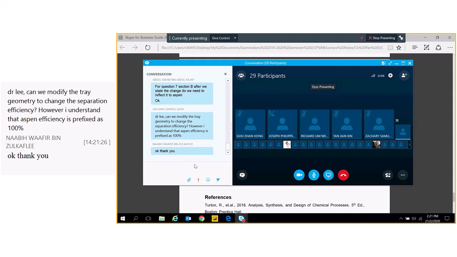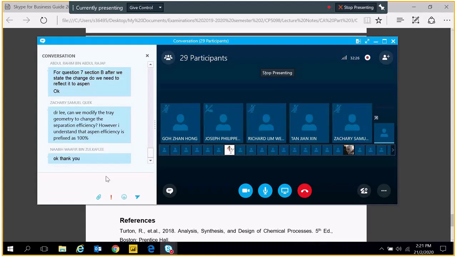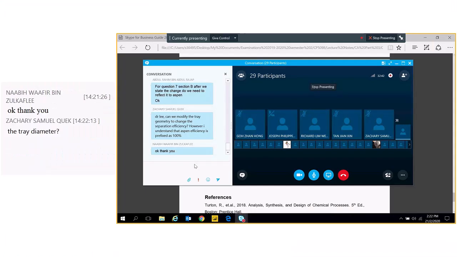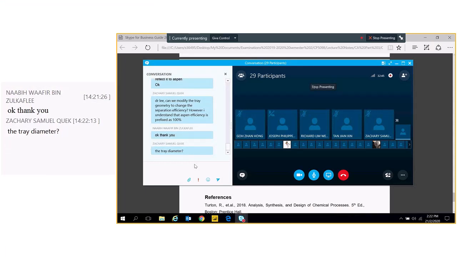All right, Zachary. Let me answer Zachary first before I go to Section B, question 6. Now, if you want to modify the tray geometry, then what kind of geometry can you find in Aspen? Are you going to change the weir height? Are you allowed to change that? Or are you allowed to change the plate diameter or tray diameter? Or are you allowed to change the tray efficiency?